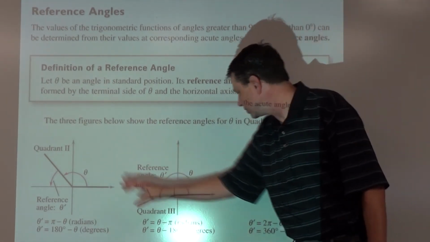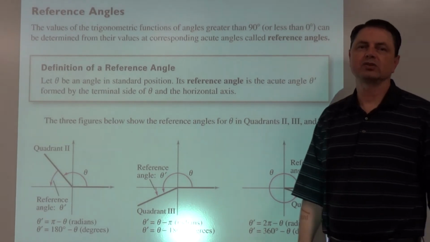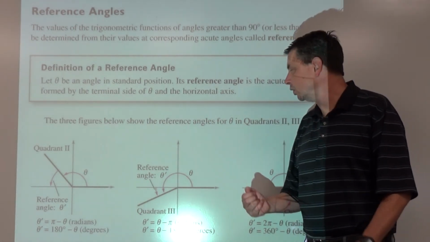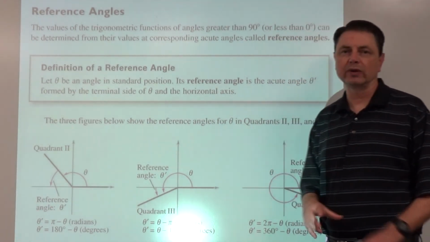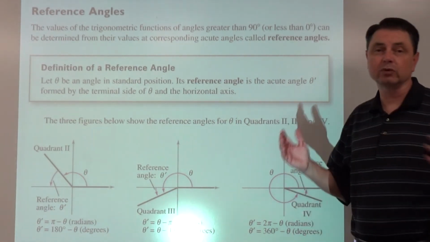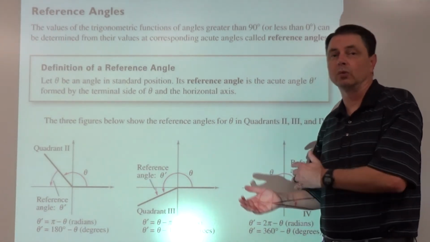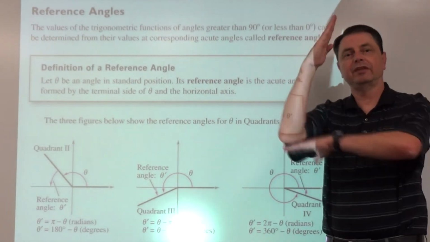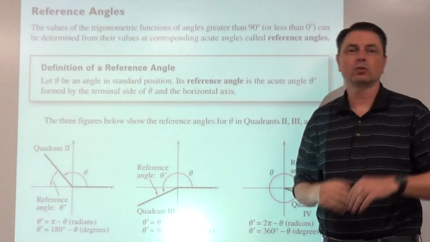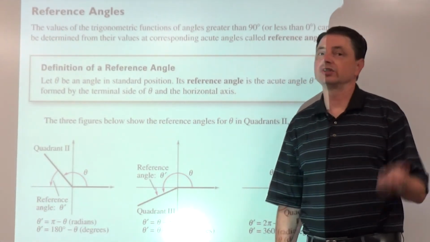Notice what was not mentioned is quadrant 1. Why? Because in quadrant 1, any angle is its own reference angle. So if we're talking about 52 degrees, that's in quadrant 1. What's the reference angle? 52 degrees. The fastest way is just to go right back to 0, so it's just 52 degrees.